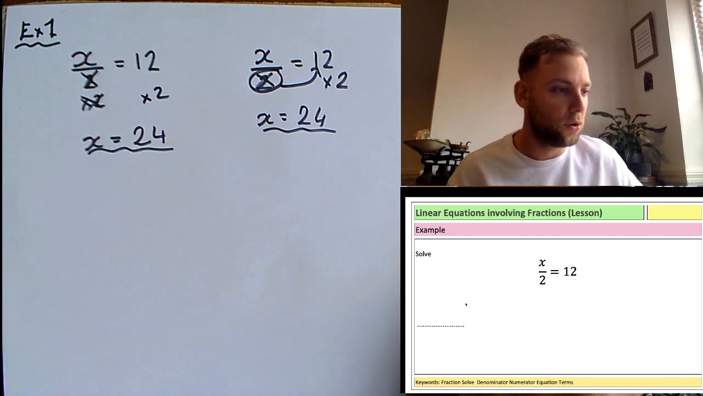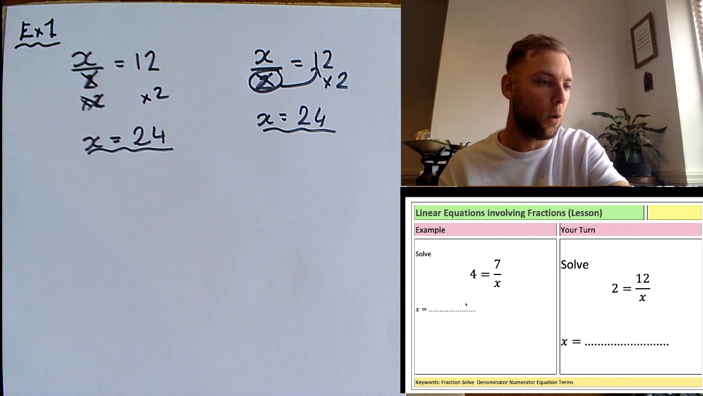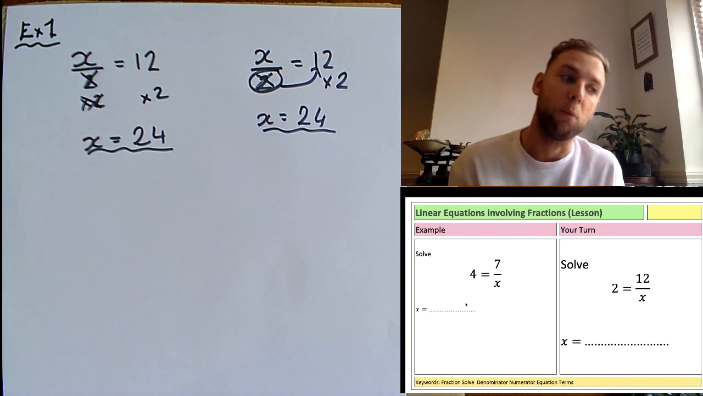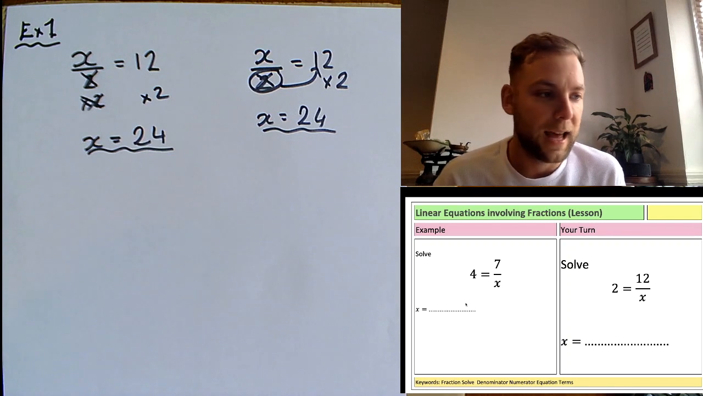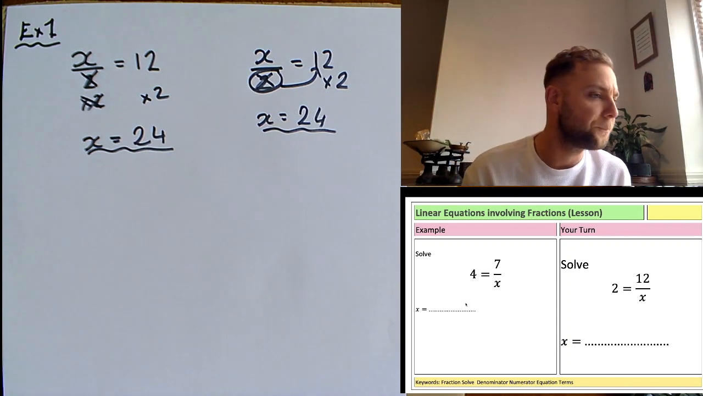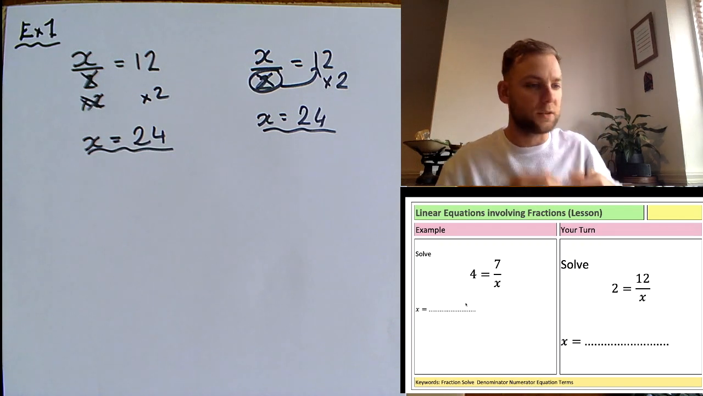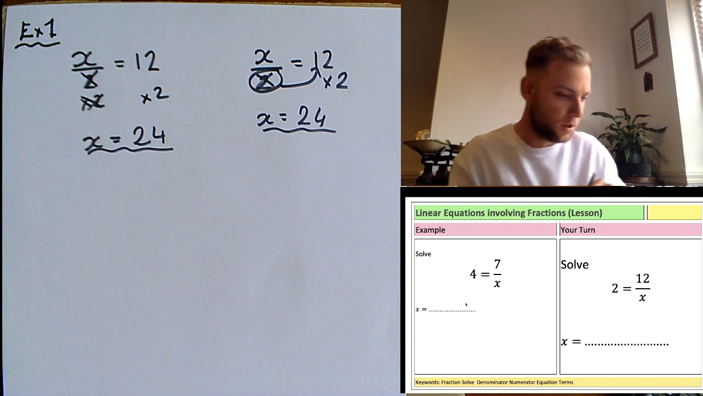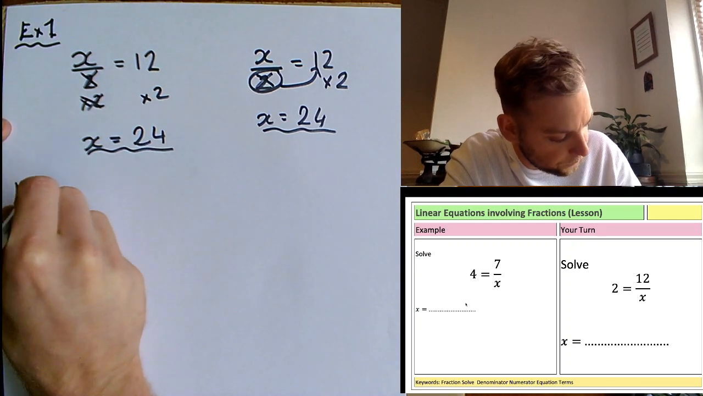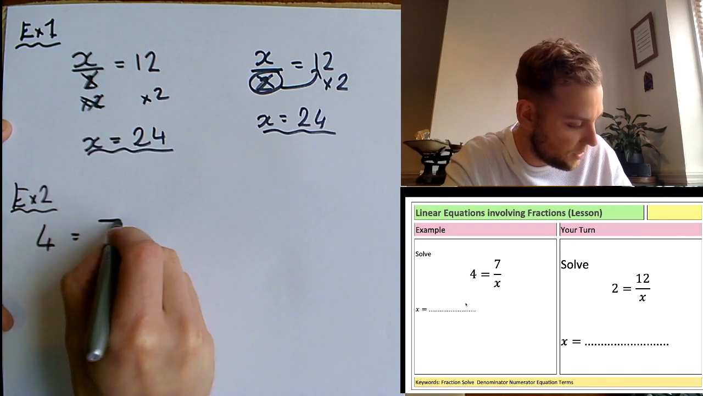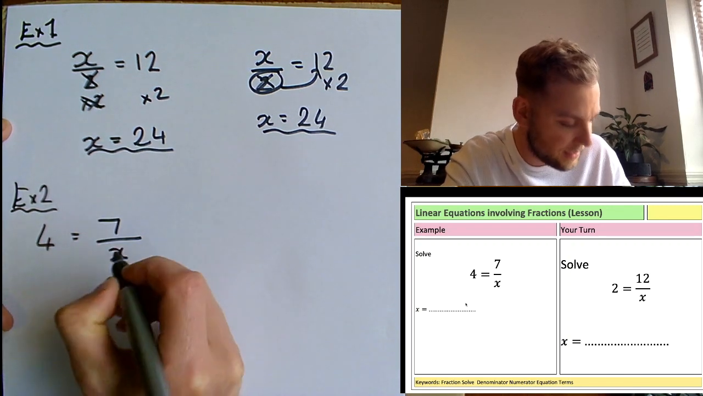So let's have a look at these next questions here. I've got one for you to have a go at, and one for me to show you, and then one for you to have a go at as well. With these questions, you'll notice that it's slightly different to this one, because the x is on the bottom, so 7 divided by something is equal to 4. So this is example 2. I've got 4 is equal to 7 divided by x.